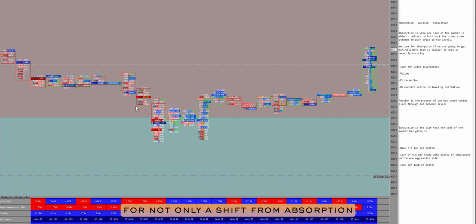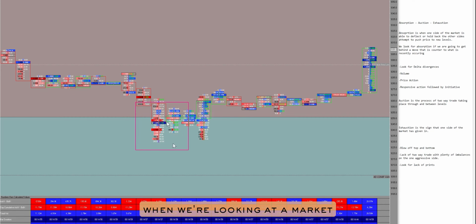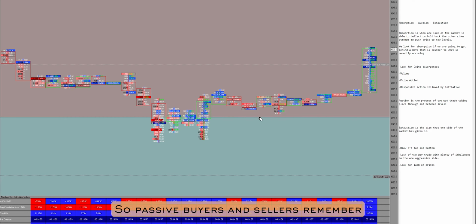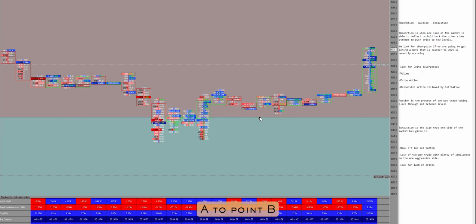Okay, so this is setting up for not only a shift from absorption to a sign of exhaustion, because sellers at this point are kind of giving in and throwing in the towel. Because remember, when we're looking at a market trading within a range and auctioning within a range, what we're looking for is the other side, right? We're looking to find buyers and sellers, and what we're talking about is passive buyers and sellers for the most part. Passive buyers and sellers into the level, or at the level, and then the initiative response by the aggressive side out of it. Okay, so passive buyers and sellers, remember, sort of shape market structure. So think about them as the ones that shape market structure. The market orders, the aggressive, they're the ones that take us from point A to point B.